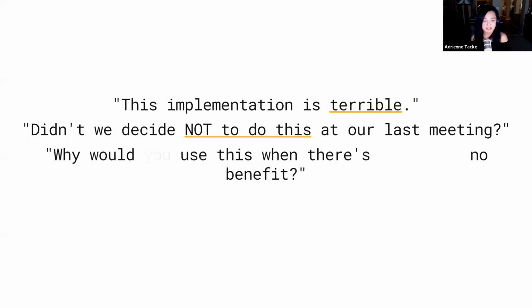Or a comment like this: why would you use this when there's obviously no benefit? Again, it's passive aggressive. It's almost calling out the developer. It's always saying, you did not think this through. And while there may be some cases where that is true, that they didn't do their due diligence, it's always better to try to find a way to attack the code itself, not the developer.